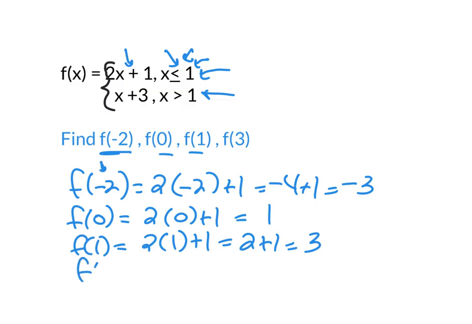Now when I get to this last one though, it says f of 3. Okay, 3 is greater than 1. It is greater than 1. So it means I'm going to use the bottom one. I'm going to put the 3 here. 3 plus 3 is 6, and there you go. There's all 4 answers. All right, hope that made some sense. 2 different pieces of the same function.